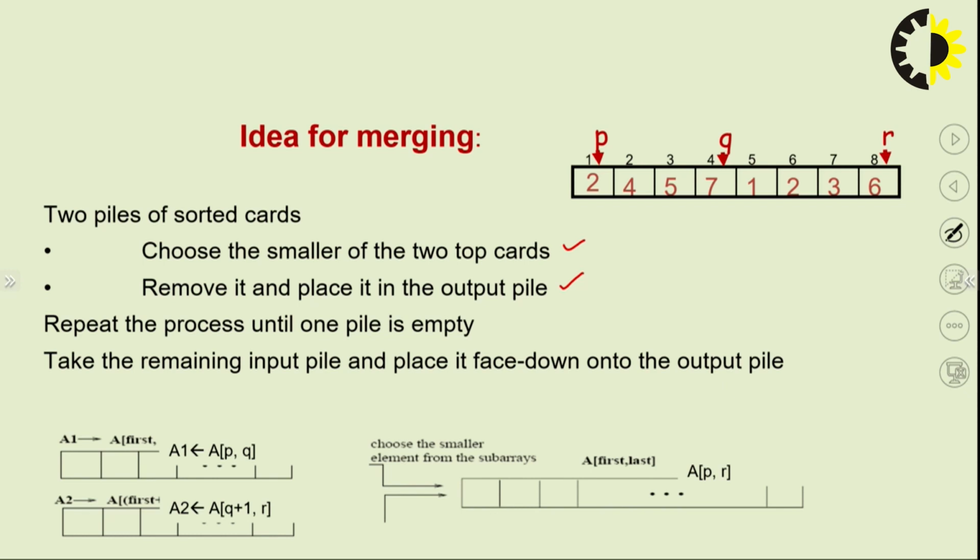कब तक रिपीट करना है? जब तक दोनों में से कोई एक खाली ना हो जाए. जब खाली हो जाएगा तो क्या हो जाएगा? जो बचा हुआ है वो सिंपली अपेंड हो जाएगा. तो दिस इज द प्रोसेस एंड दिस इज द आइडिया ऑफ मर्जिंग, राइट?